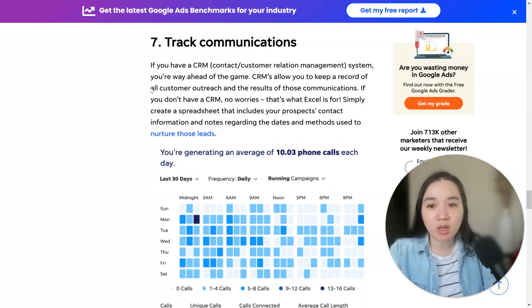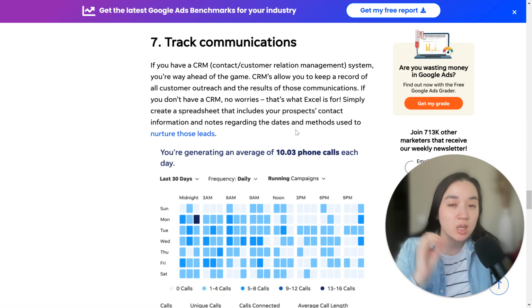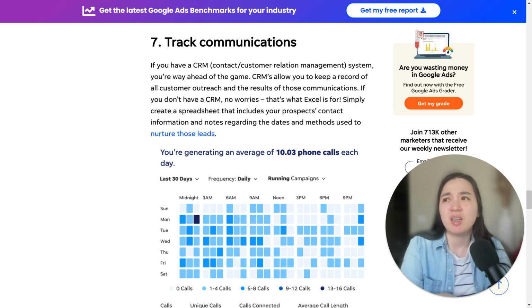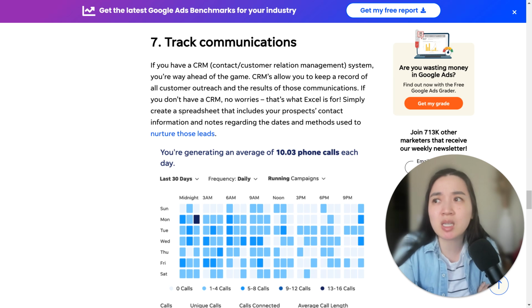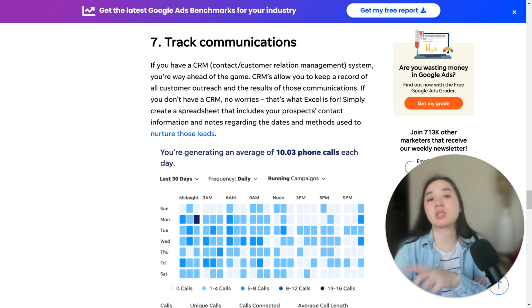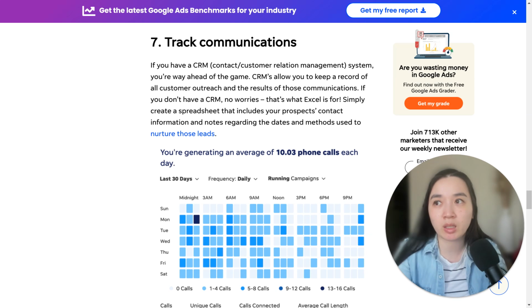And then number 7, track all your communications. CRMs are your best friend. If you don't have a CRM, Excel might become your best friend for the time being. But even HubSpot, and I think there are other ones that have free options. I think HubSpot has a free option, and then there are some other small ones for smaller businesses that have options that are free.